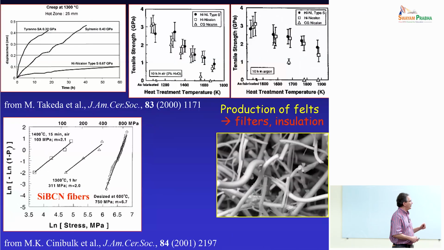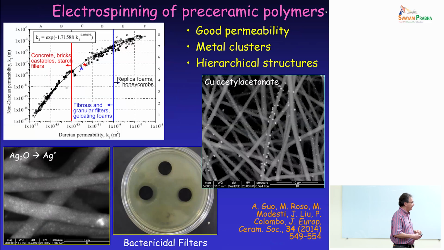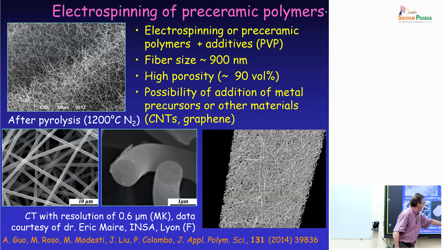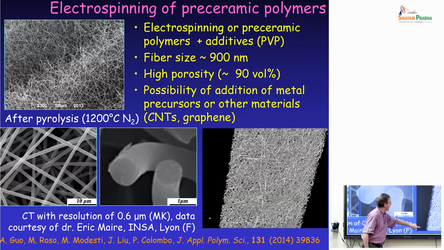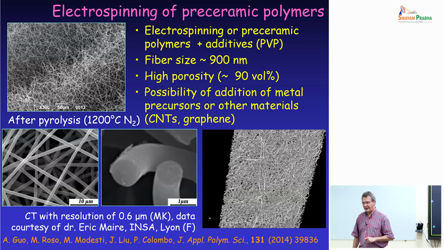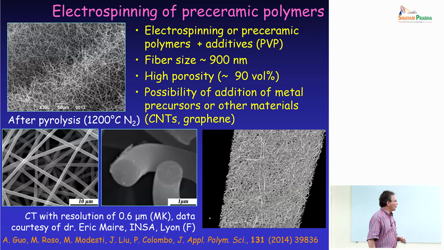So I will give you this material if you're interested, but I will just pinpoint some. I highlight some possibilities. Let's see if this moves. No, sorry. This is supposed to be a movie, a computed tomography of a fiber mat produced by electrospinning. So we were the first ones to demonstrate that you can use electrospinning with a preceramic polymer and then convert the fibers into ceramic fibers.